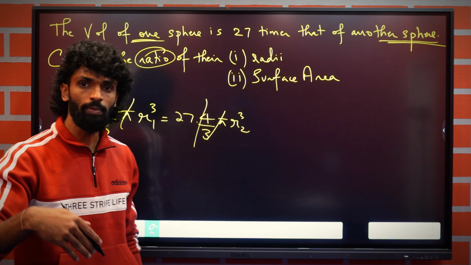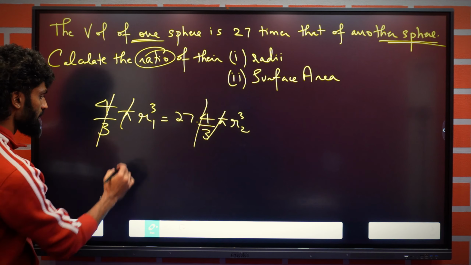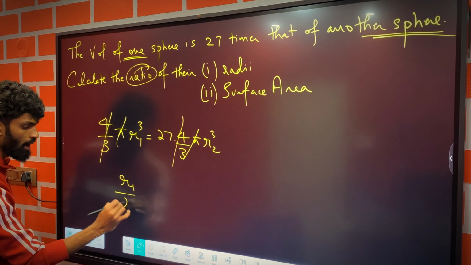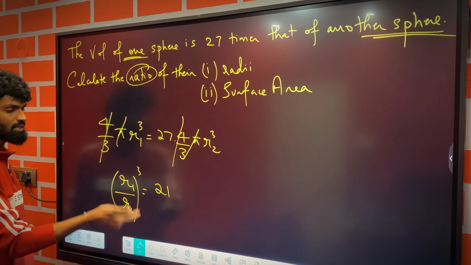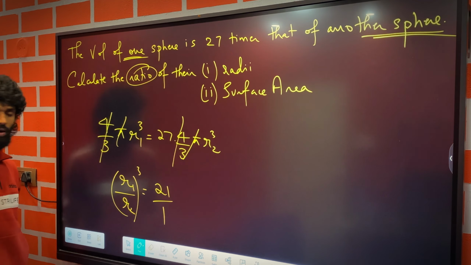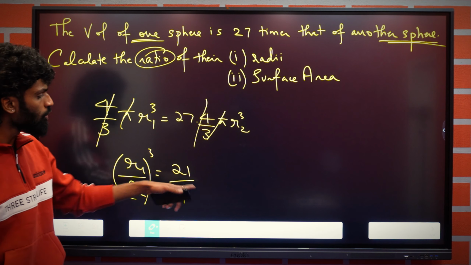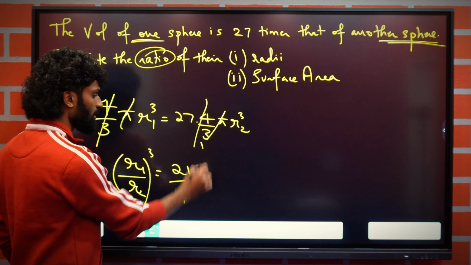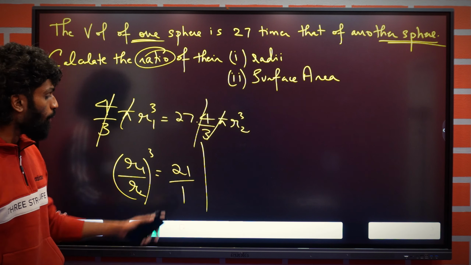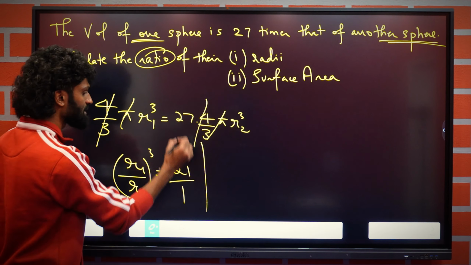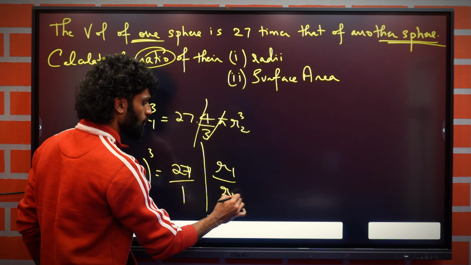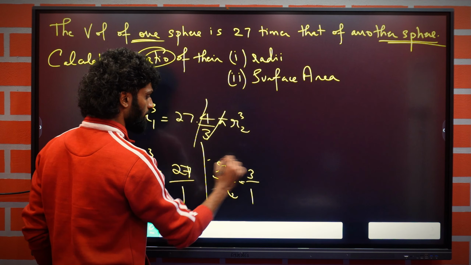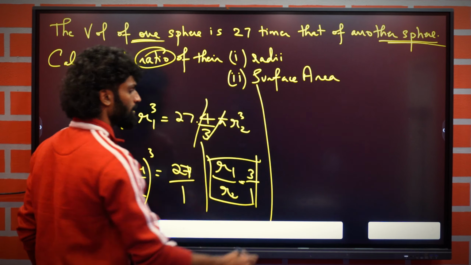Ratio meaning something is to something. Both of them have to be on the same side. So it will be (r1/r2)³ equals 27. There's nothing on the denominator, which means automatically 1. There's a cube on the left side, there's no cube on the right side. Think of a way to convert the RHS into some kind of cube. What cube is 27? 3³. So the answer will be r1/r2 equals 3:1. That's your first answer. Getting it?